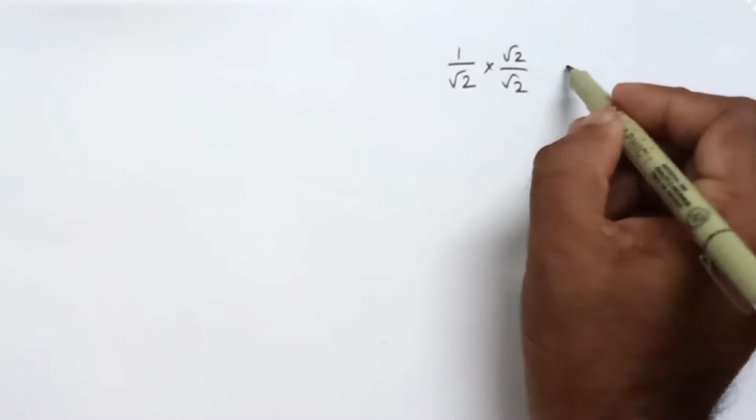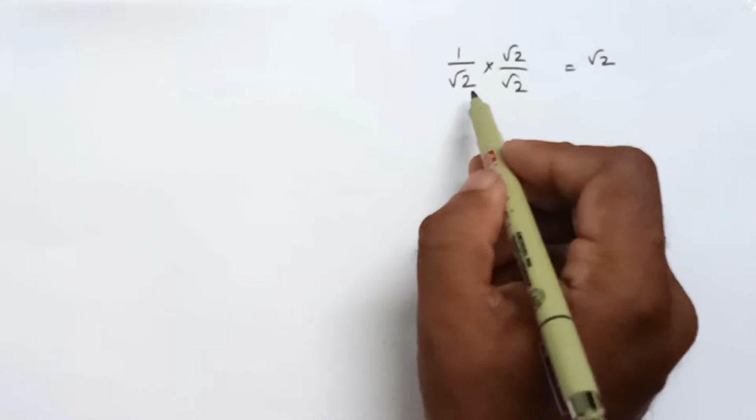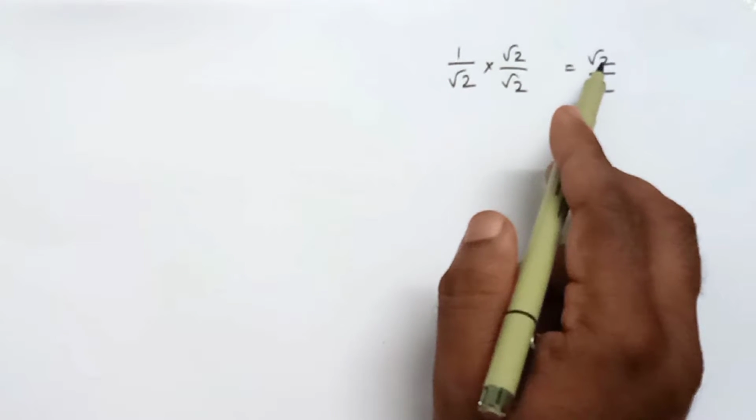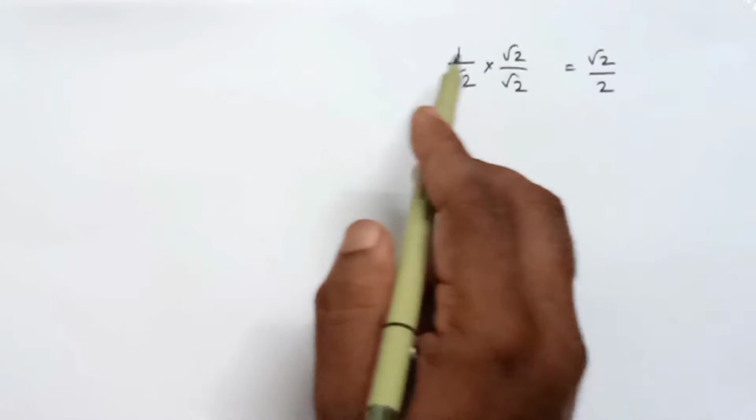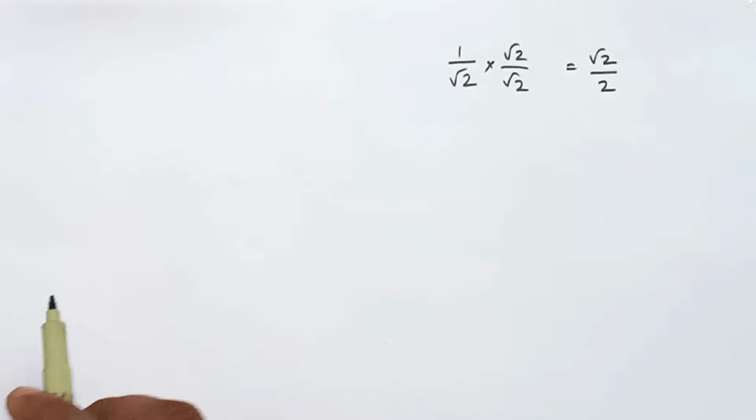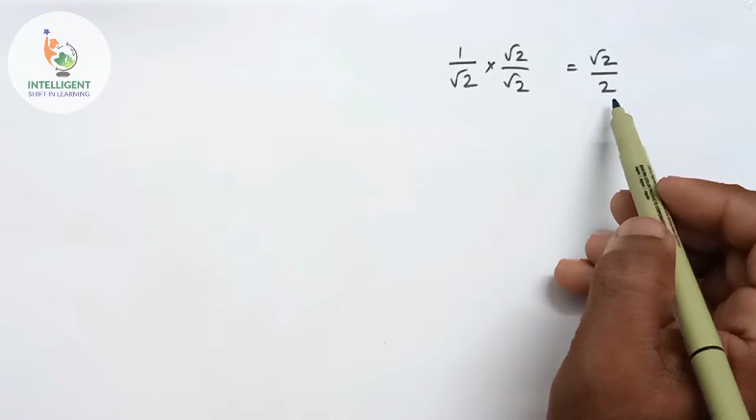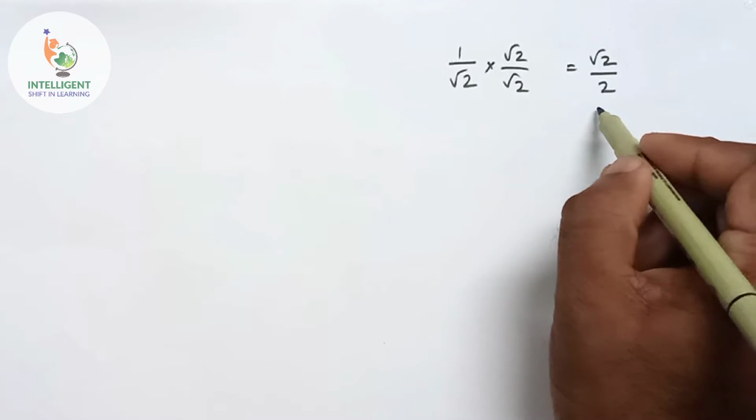1 into root 2, root 2, root 2 into root 2, 2. Which is an equivalent fraction of 1 by root 2. In this form, denominator is rational. Hence the answer.